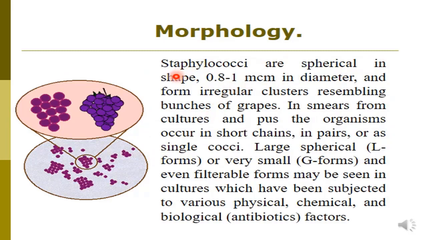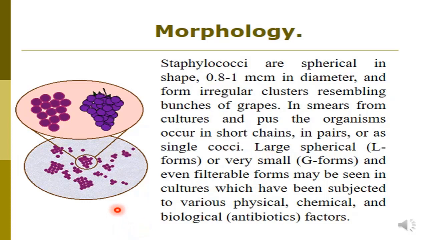Staphylococci are spherical in shape, 0.8 to 1 micrometer in diameter, and form irregular clusters resembling bunches of grapes. In smears from culture and pus, the organisms occur in short chains, as you see here. They may appear as pairs or single cocci. A large spherical L form or very small G form and even filterable forms may be seen in cultures which have been subjected to various physical, chemical, and biological factors, for example, antibiotics.